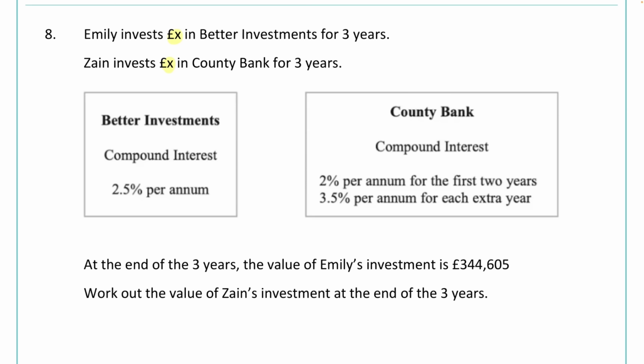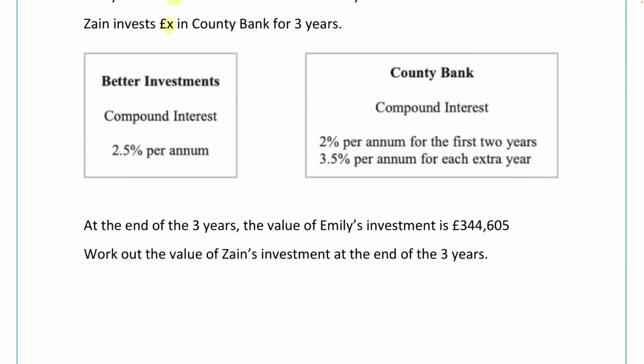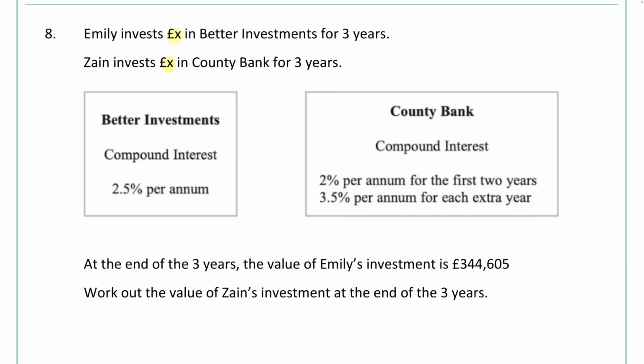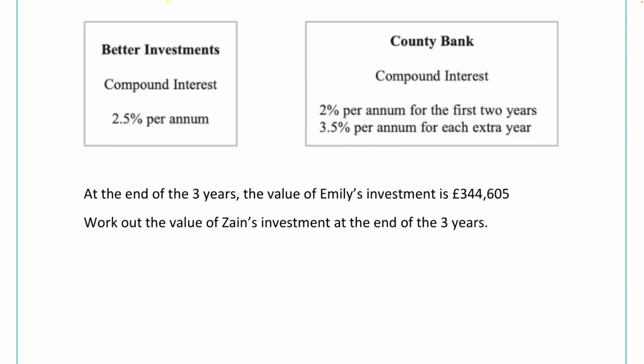Well, in order to work out Zane's investment, we need to know how much money he invested. So this is a reverse compound interest question where we are going to have to look at Emily's investment and figure out how we go back to the start. Now, she invested for 3 years, so whatever that amount of money is, and let's label this Emily, she started with X amount of money.